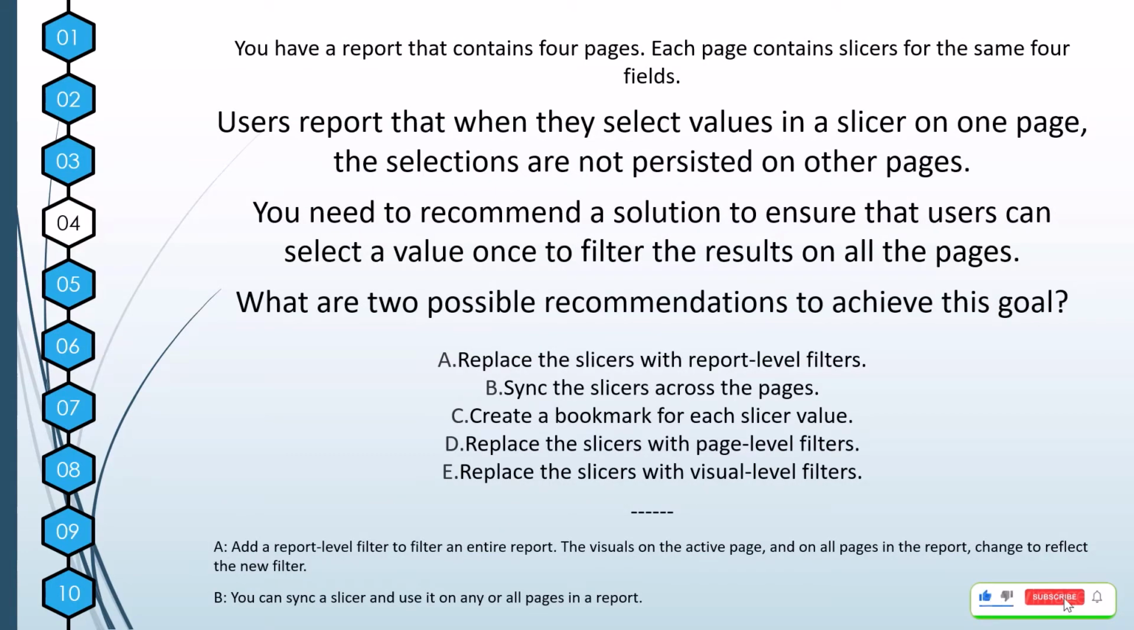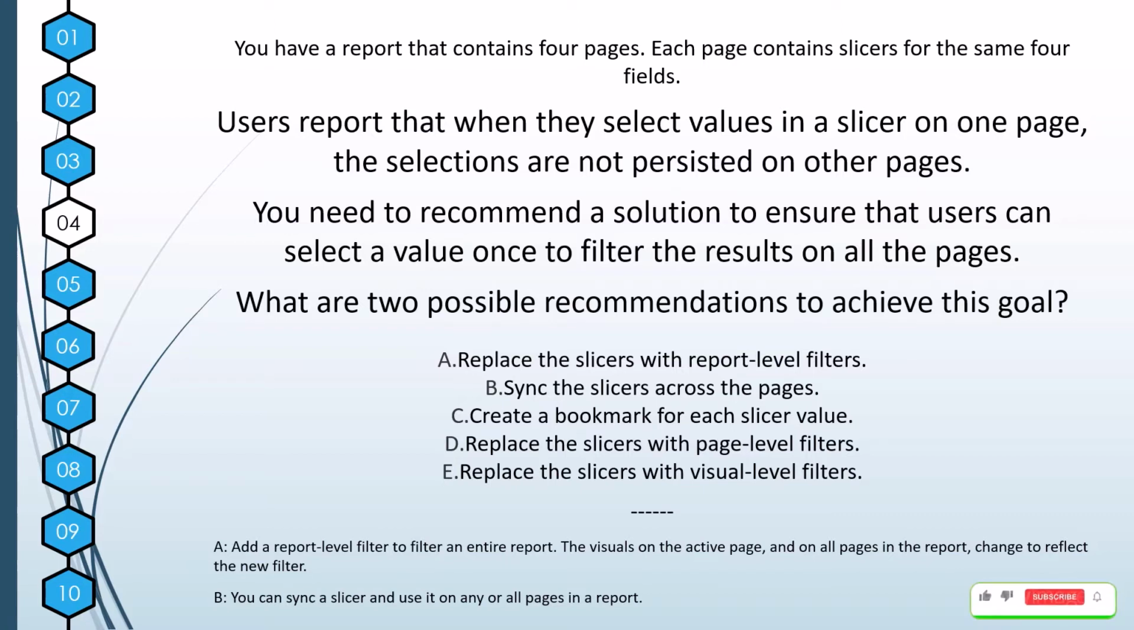You have a report that contains 4 pages. Each page contains slicers for the same 4 fields. Users report that when they select values in a slicer on one page, the selections are not persisted on other pages. You need to recommend a solution to ensure that users can select a value once to filter the results on all the pages. What are 2 possible recommendations to achieve this goal?